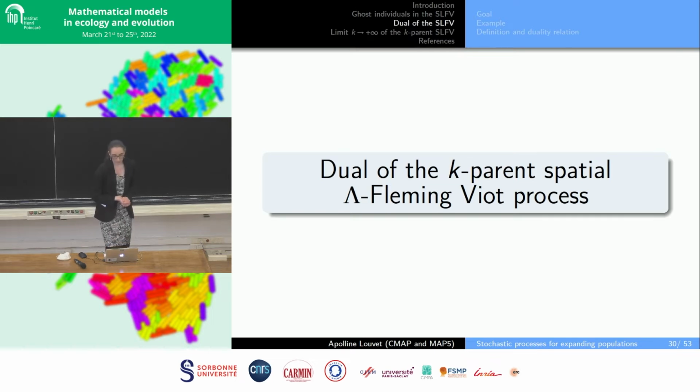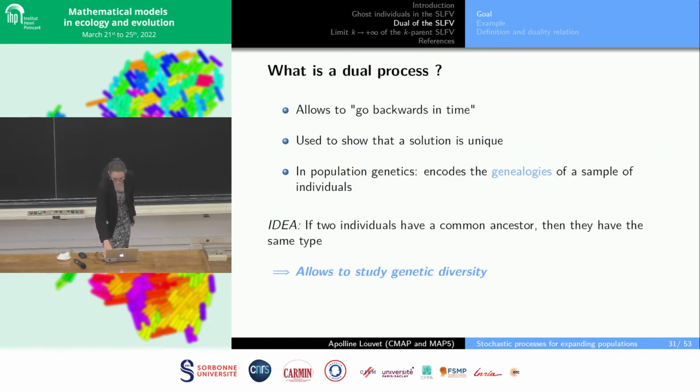So if you want to study genetic diversity in this kind of process, you can use the dual process, which encodes genealogy. In case there are people here not familiar with what a dual process is, it's something which allows you to go backwards in time. So you can use it to show that the solution is unique, because if you can go backwards in time, that implies that you have only one way to go forwards. And in population genetics, it also encodes the genealogies in a sample of individuals.